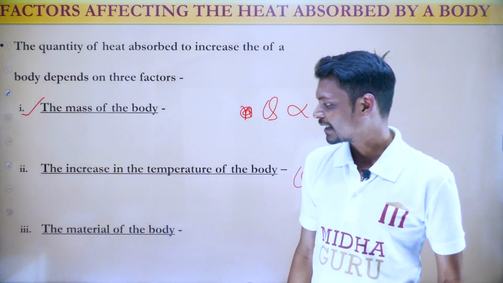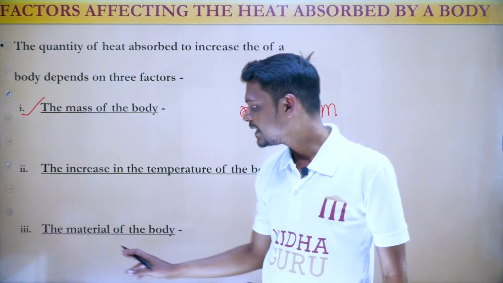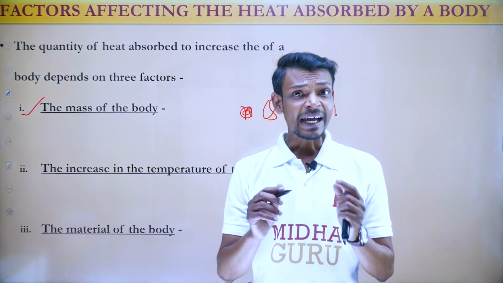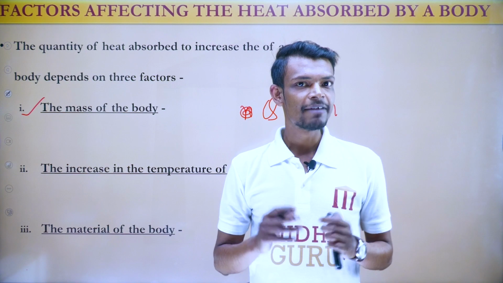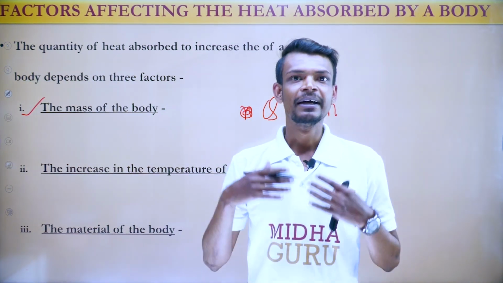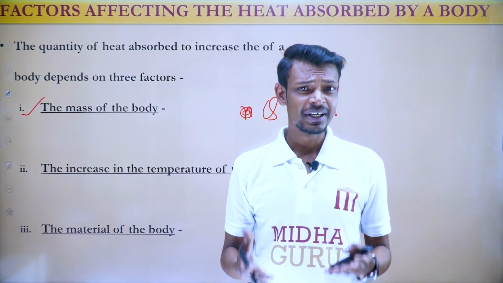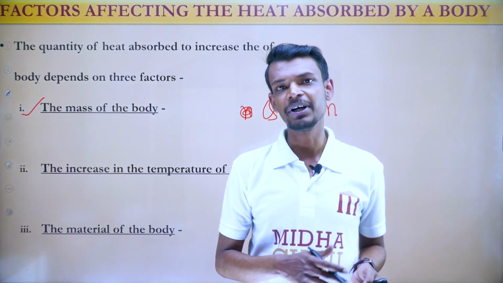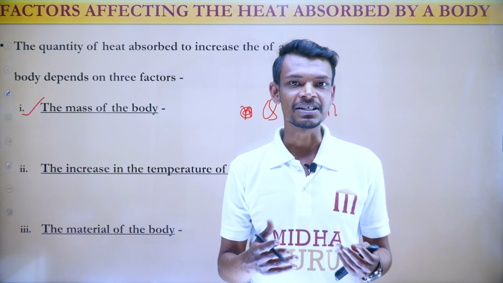And the third factor that affects the amount of heat absorbed is the material of the body. This factor actually reflects the type of material of the body. If it is a metal, we know that it needs actually a lesser amount of energy to increase the temperature compared to some other materials such as water or glass.